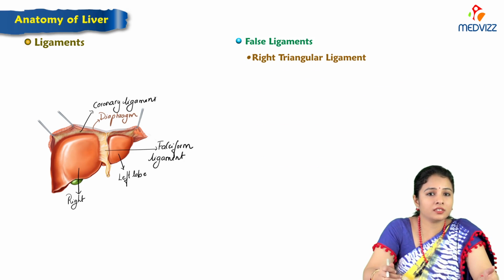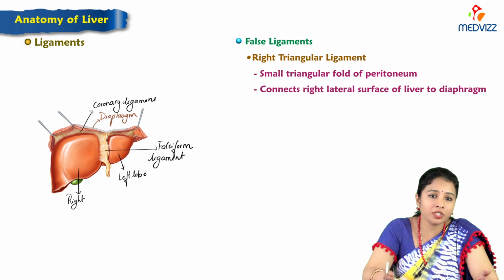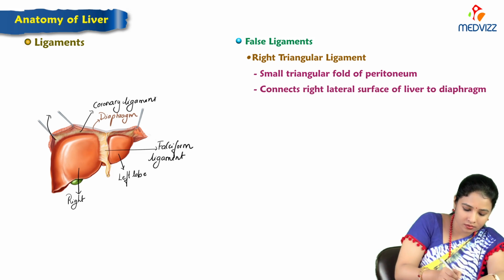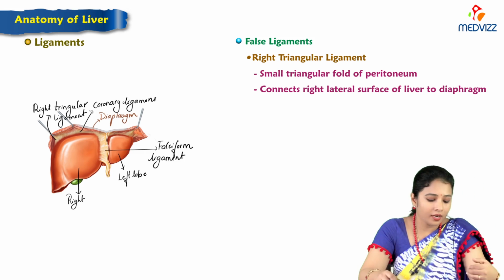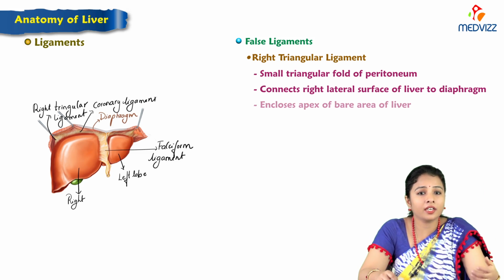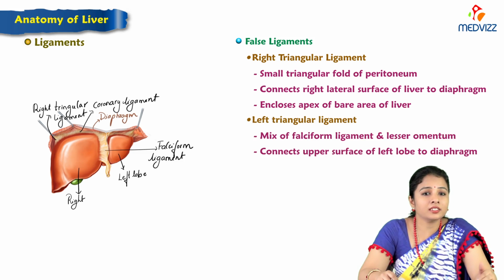The right triangular ligament is a small triangular fold of peritoneum which connects the right surface of liver to the diaphragm. And right triangular ligament, it encloses the apex of the bare area of liver. Next, about the left triangular ligament, it is a mix of falciform ligament and lesser omentum and connects the upper surface of the left lobe to the diaphragm.